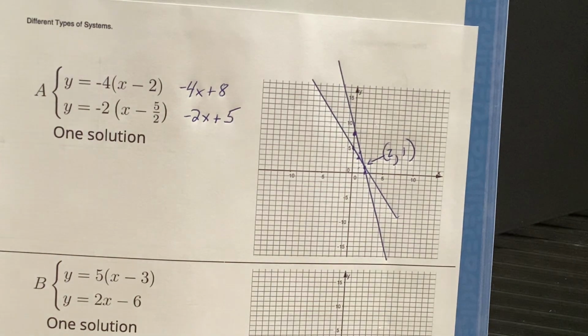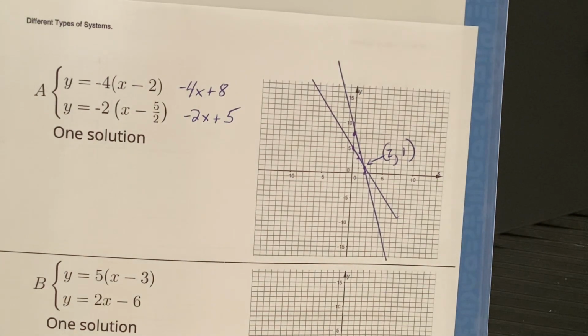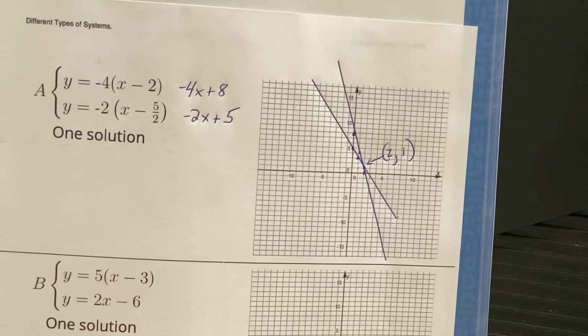All right, if you want to check the first one, you distribute on the two equations, that's what you should get. See, they have one solution and you can see where they're at. If you're careful, you graph it.